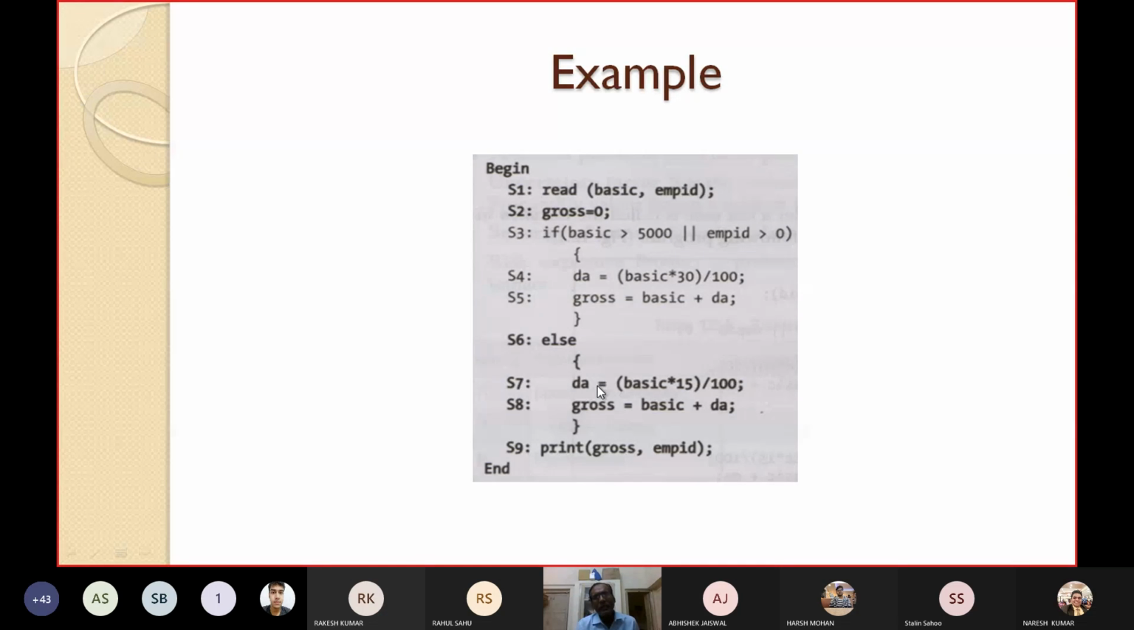And how can I reach S7? I have to first supply the basic value and employee ID, then gross is equal to 0, then if basic is greater than 5000. And since, say, I am giving 2000, obviously S4 and S5 will be skipped and I will come to S7, S8. So the statements which are shown in bold face are included in the execution slice. And once you can compute the execution slice for a given test case, you can prioritize the test cases accordingly. The example already explains those things.